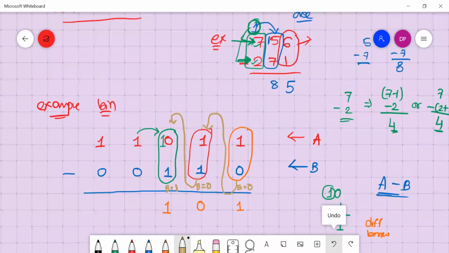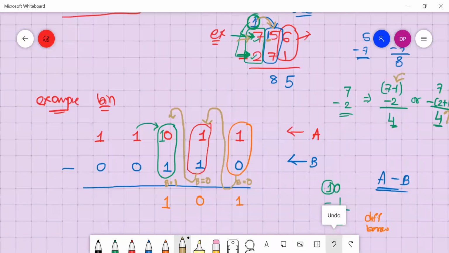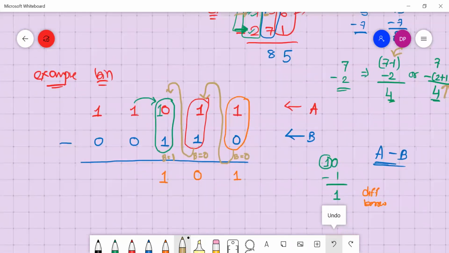See in the previous one, 5 minus 7 was not possible, so we have taken borrow 1. And this 1 was lent to this particular subtraction. It should be taken into consideration while making this subtraction, 7 minus 2. So either subtract it from 7 or add it with 2. Then we will get the correct answer. So this borrow 1 information should be shared with this fellow.